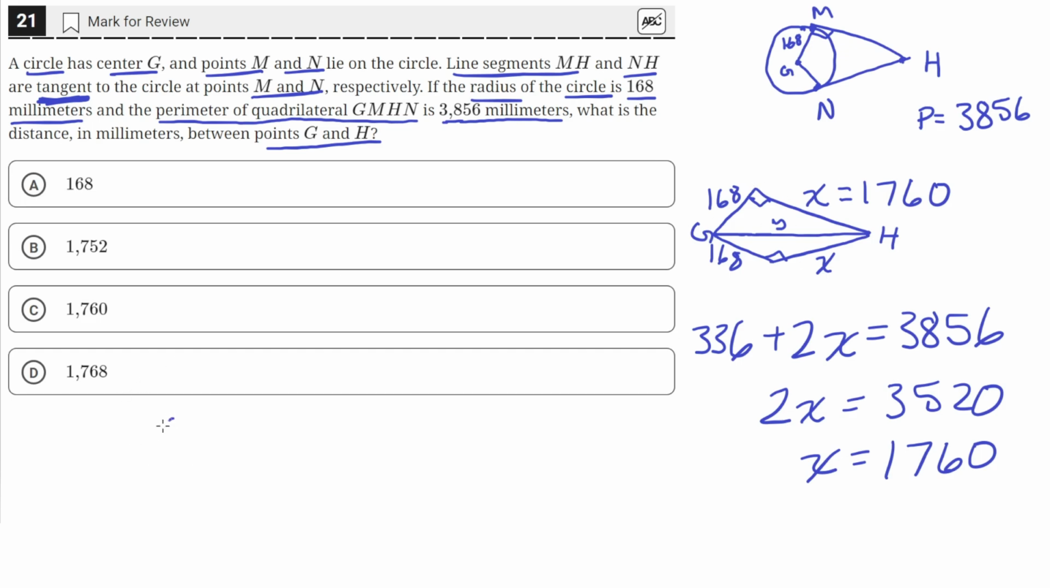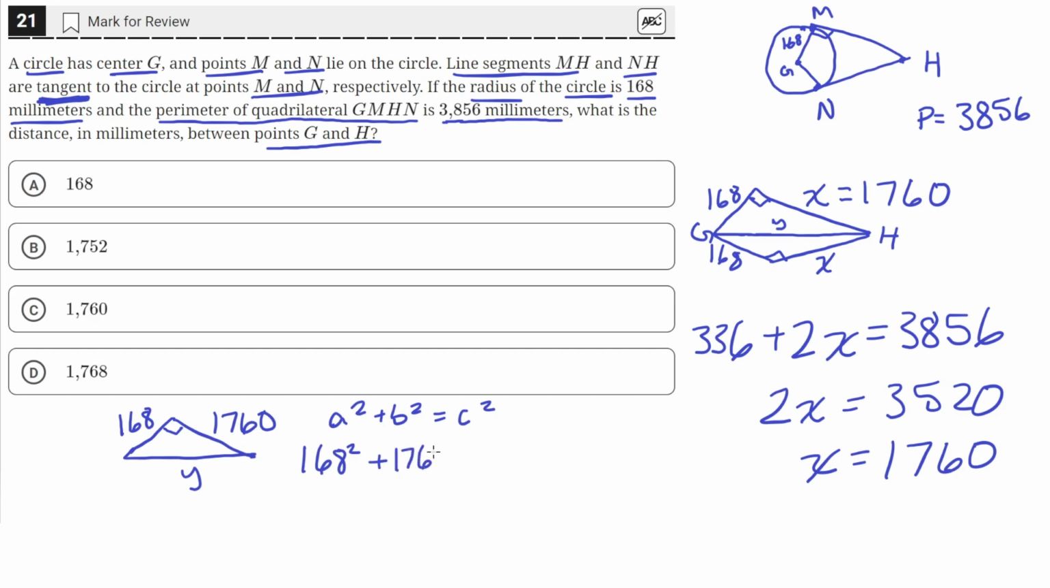So here I'll redraw this triangle. This is the right angle. These are the two sides, 168, and this side that we just solved for, 1760, and this is the hypotenuse. So we can use the Pythagorean theorem: a squared plus b squared equals c squared, where a and b are the legs and c is the hypotenuse. So let's plug in these values: 168 squared plus 1760 squared equals y squared. So we can add these two terms together.